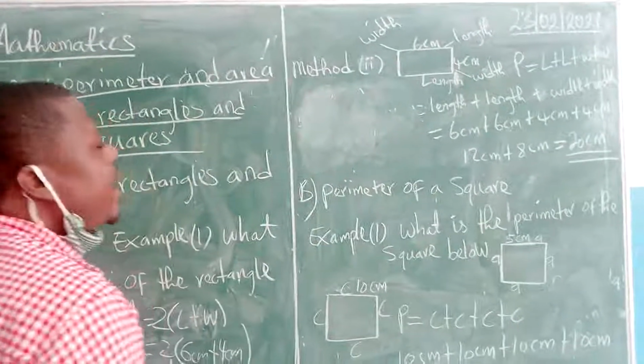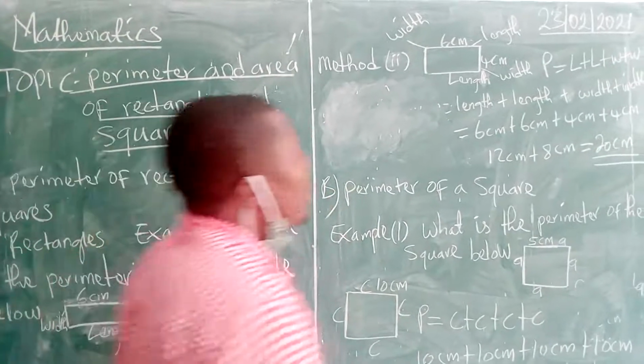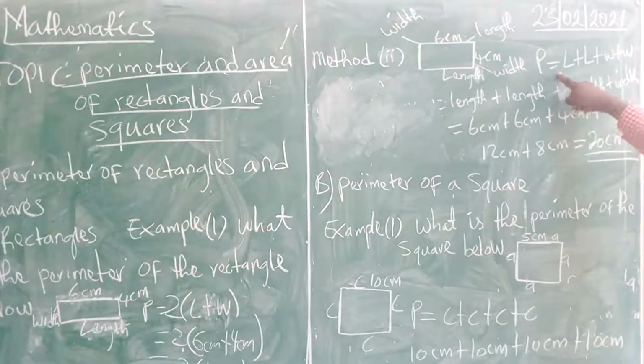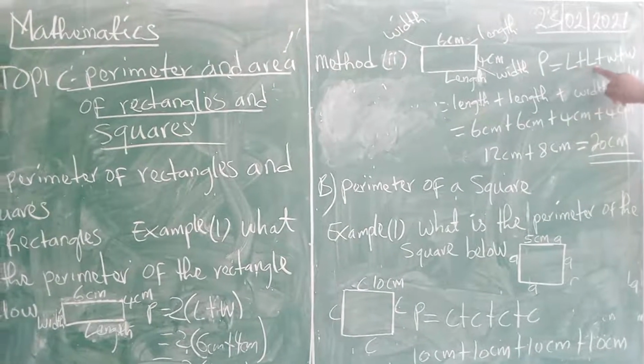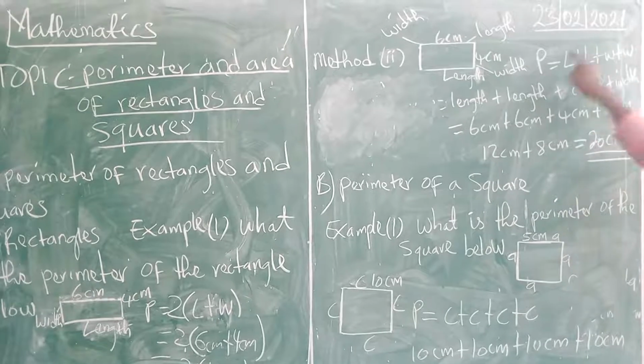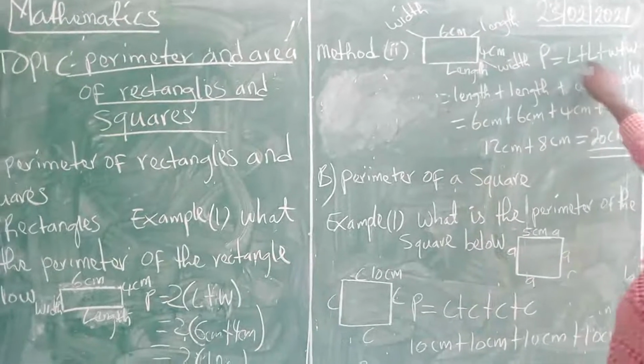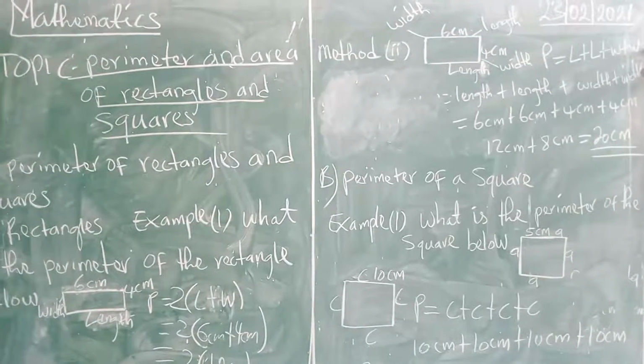Our length is 6 centimeters, that's the first length. And since the opposite lines are the same, we have 6 centimeters plus 6 centimeters. Then our width, the 2 opposite vertical lines, they are also the same. We have 4 centimeters plus 4 centimeters.